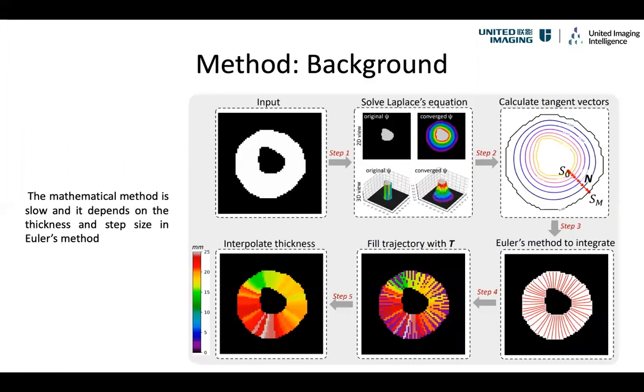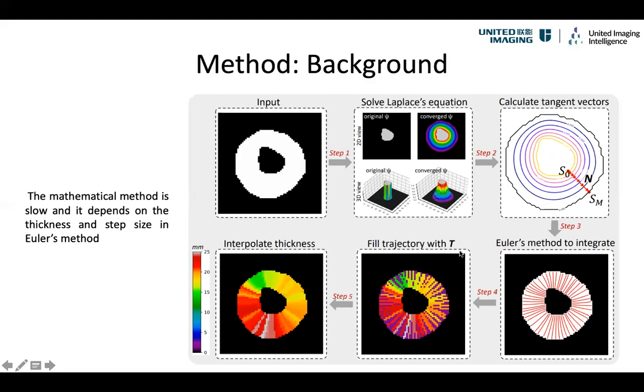Here, we provide the overview of dense thickness computation using the mathematical model. Given any shape, for example, an annular binary mask, we first solve the Laplace equation to obtain the equal potential surface and adopt Euler's method to integrate the tangent vectors. Finally, an interpolation algorithm is performed. For more details, please refer to our paper.